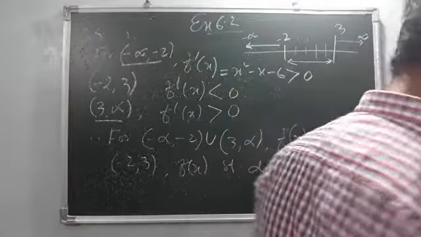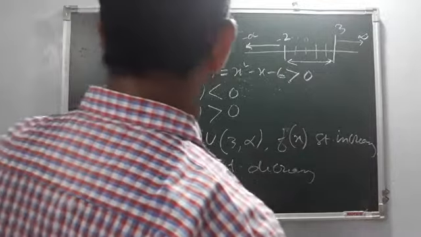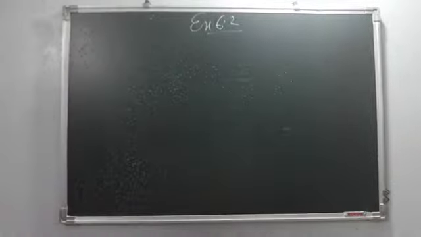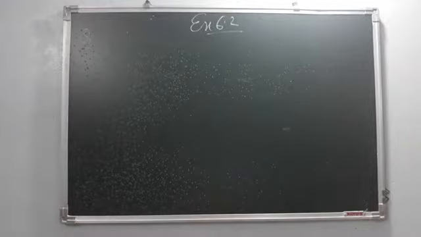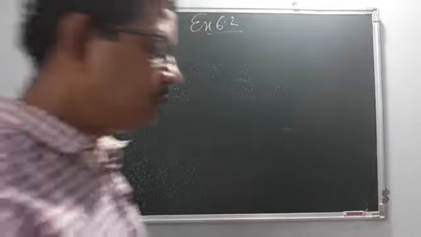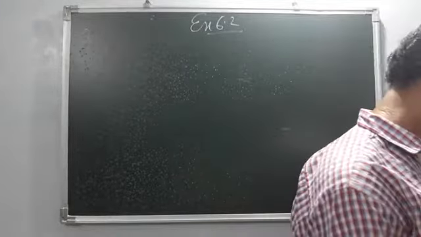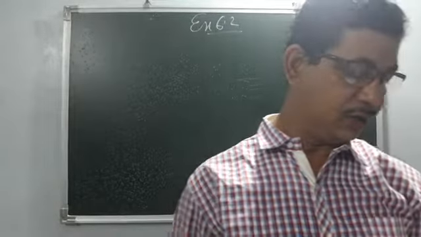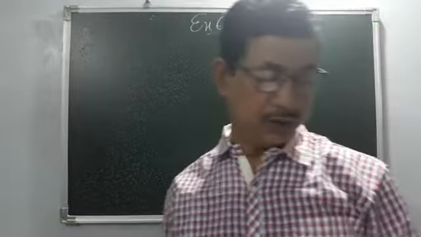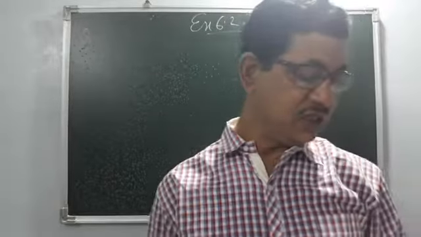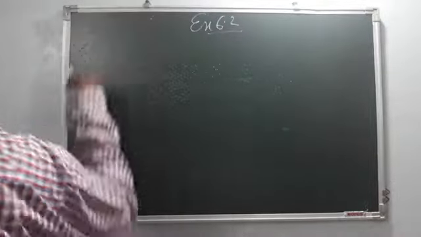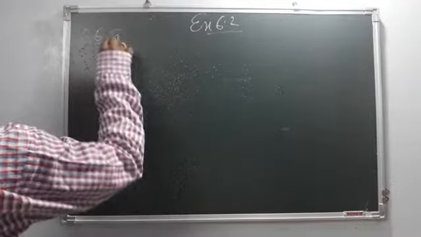Now question number 6. Many sums are given: find the interval in which the following functions are strictly increasing or decreasing. I will show one sum, and the remaining B, C, D, E I want to give as homework. The procedure is the same. So I will show 6a.